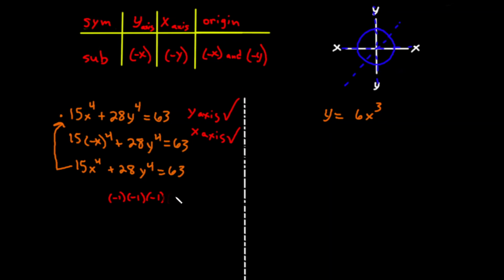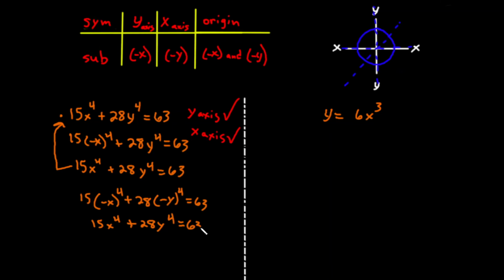So it has x-axis symmetry. It has y-axis symmetry. Just for kicks, we can go ahead and test origin by substituting negative x and negative y at the same time. So that'll be 15 we're putting a negative x in there, plus 28, we're putting a negative y in there, equals 63. So remember, an even number of negatives will be positive, so it can come out of the parentheses now. Plus, I kind of ruined the moment here. I ruined the fun, the surprise. Anyway, an even number of negatives will still be positive.